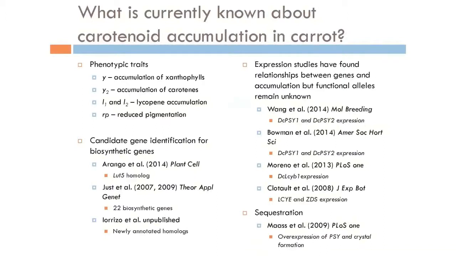So I'm not going to talk about this slide. This is a lot of the work that has been done in carrot looking at carotenoid biosynthesis genes and accumulation mechanisms. So there's been a lot of identification of homologs of these genes using other plant systems, and I think that the next talk will focus on a lot of these studies as well. But while there's been a lot of work done, there's still a long way to go. There's still very few links between actual genes and the traits that they control.